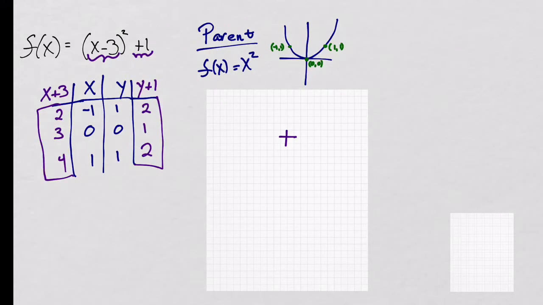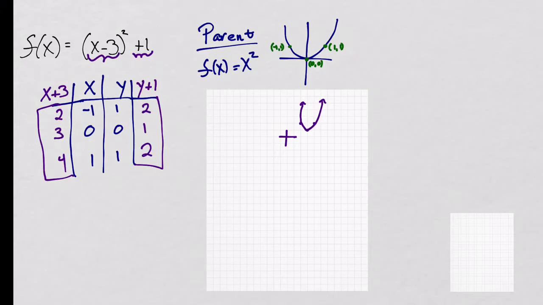So 1, 1, 2, 1, 2. So we're going to have a point right there. We're going to have a point at 3, 1, which is right here, and a plot at 4, 2, which is right here. And at this point, we just play connect the dots with our general shape from our parent function for the parabola.